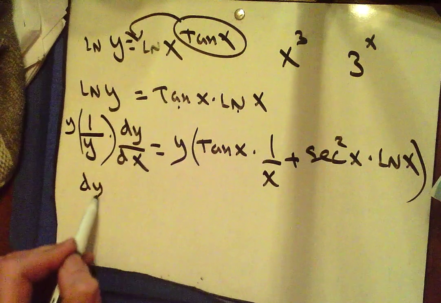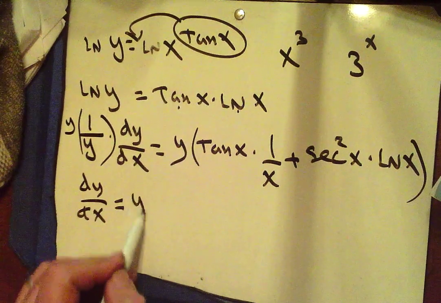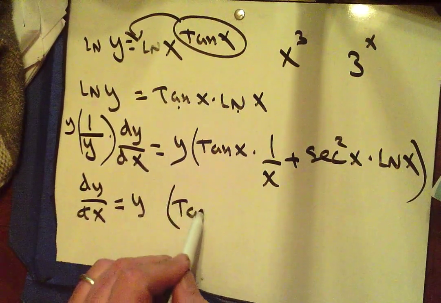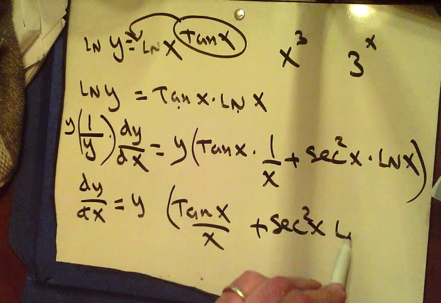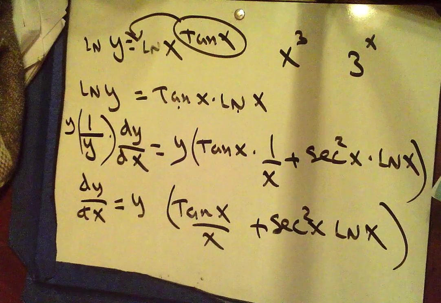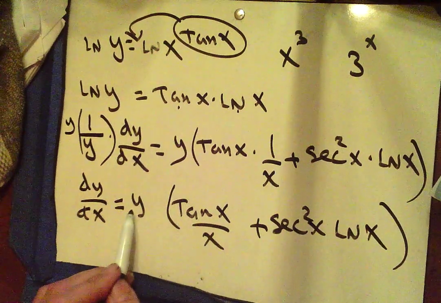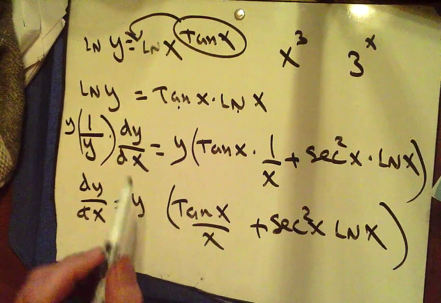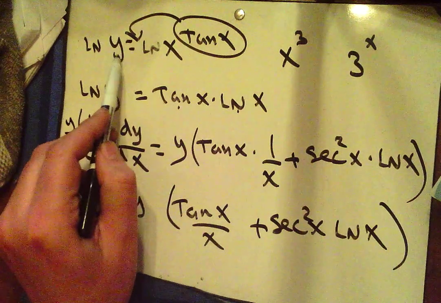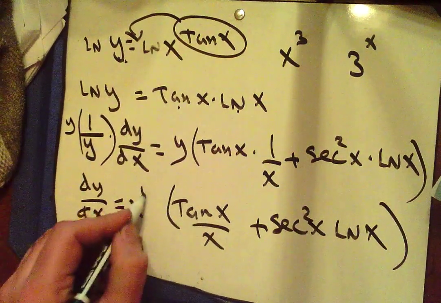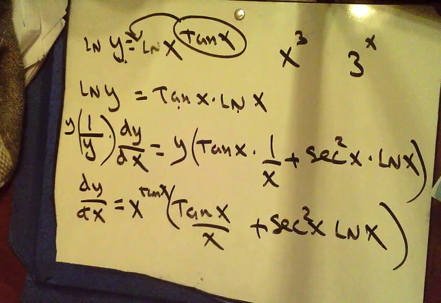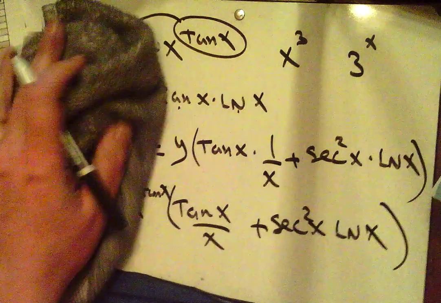And so now dy/dx equals y tangent x over x plus secant squared x ln of x. But don't leave that there. Go back to the original. y equals what? y equals x to the tan x. Okay? I think it's your turn. So, what you got here?